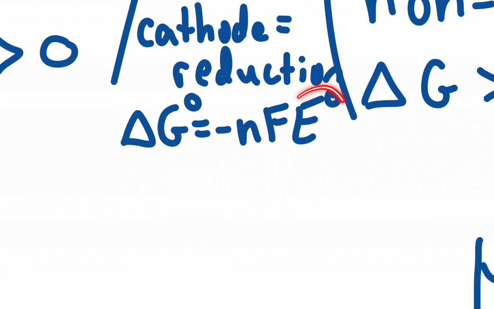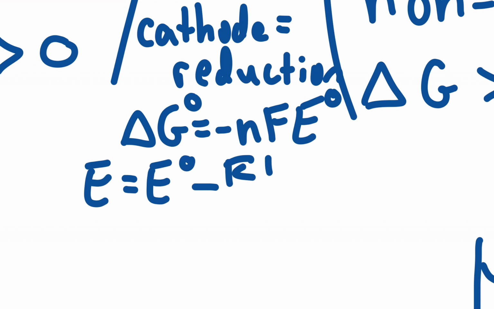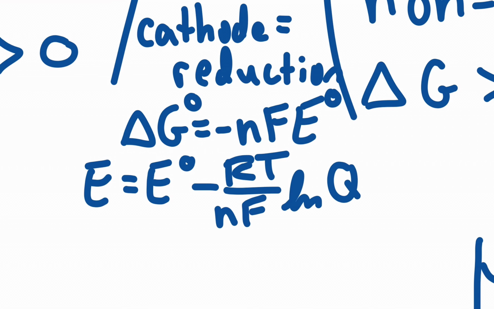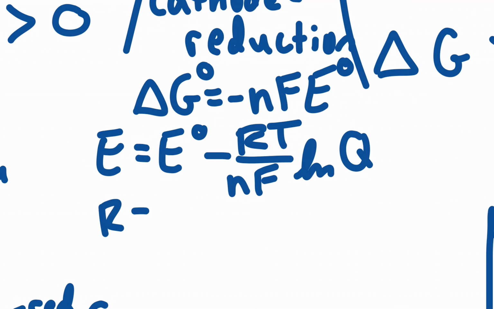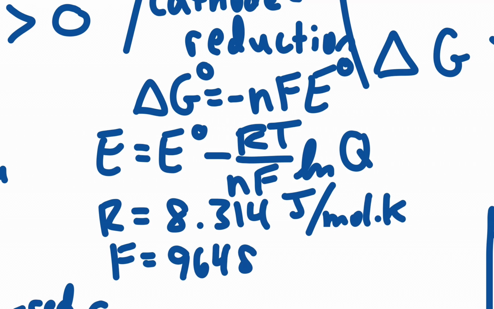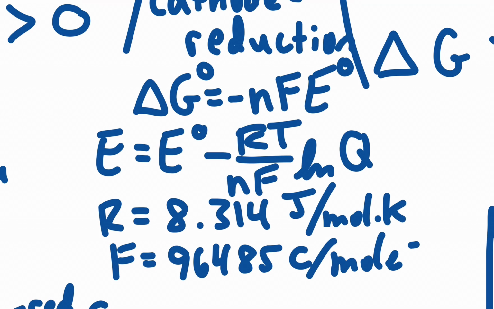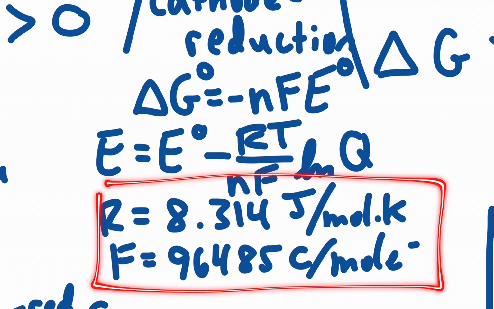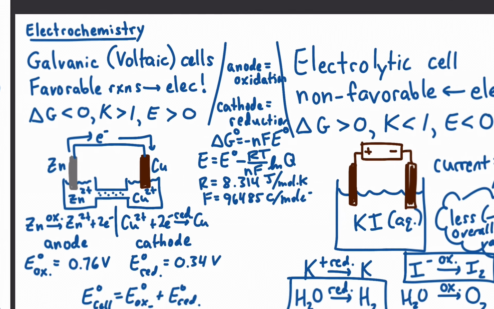There's another equation that relates electrochemical potential when it's non-standard. It's called the Nernst equation. E is E standard minus RT over nF natural log of the reaction quotient. Remember, R is 8.314 joule per mole Kelvin, and Faraday's constant is 96,485 coulombs per mole of electrons. And even though those things are on your reference table, it's certainly faster to just know them so you don't have to keep looking them up as you're solving questions.